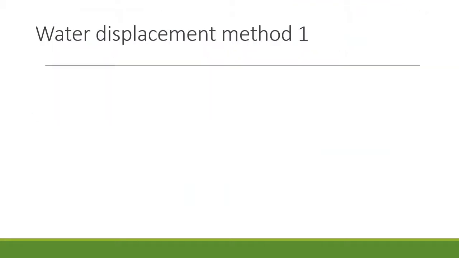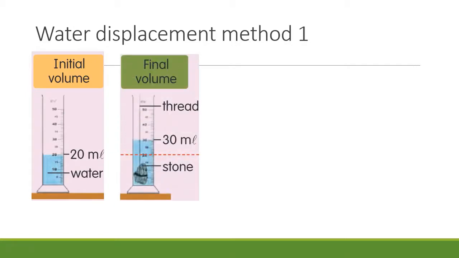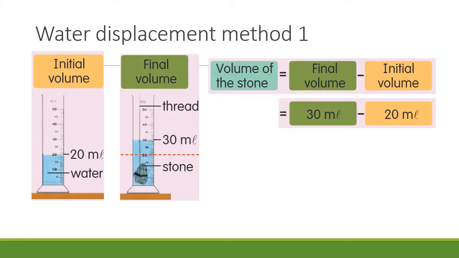Water displacement method 1. Initial volume of water is 20 ml. Put in the stone, the water becomes 30 ml. Volume of the stone equals final volume of water minus initial volume of water. 30 milliliters minus 20 milliliters. So the answer is 10 milliliters.